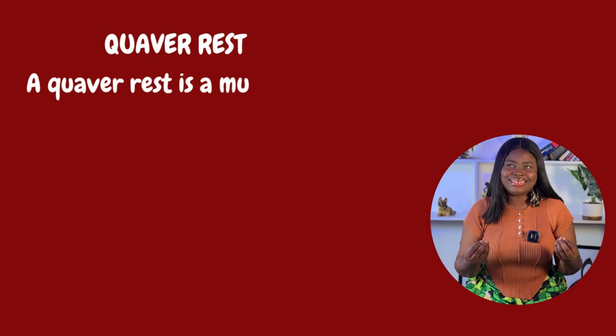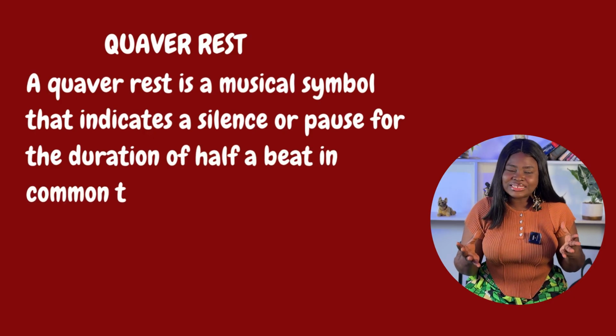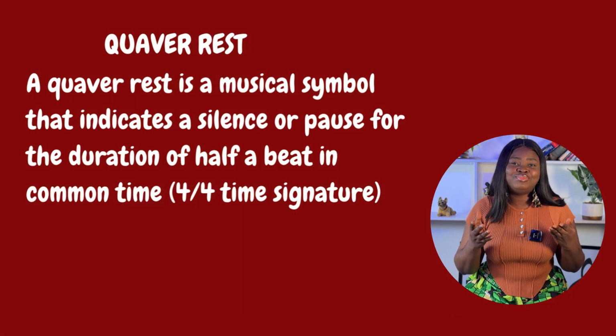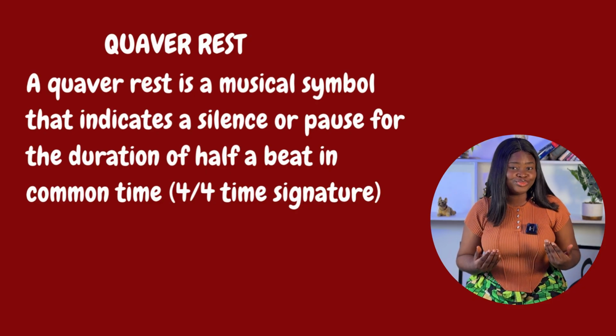A quaver rest is a musical symbol that indicates a silence or pause for the duration of half a beat in a common time or 4/4 time signature. This is how a quaver rest looks. It has a small slanted stroke with a single hook or flag, and often looks like a number 7 with a curve or slash at the top. Something like this, number 7. So anytime you see this in your sheet music, just know it is a quaver rest.